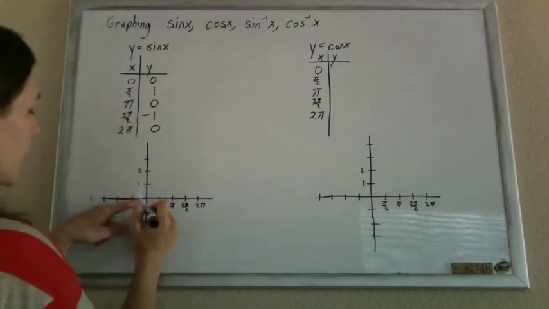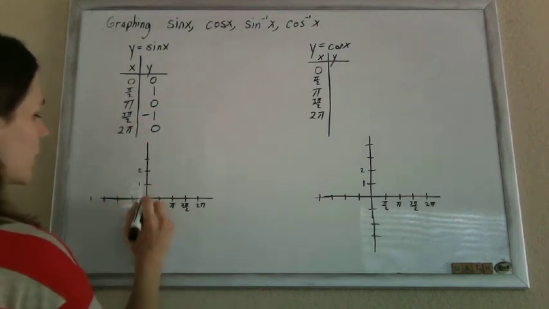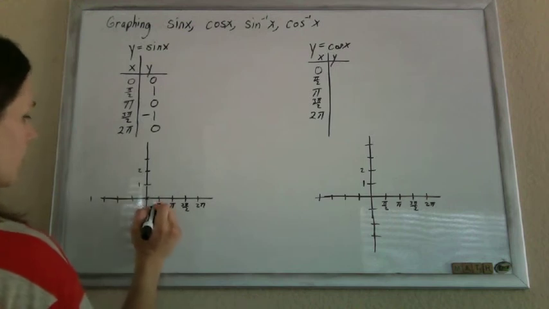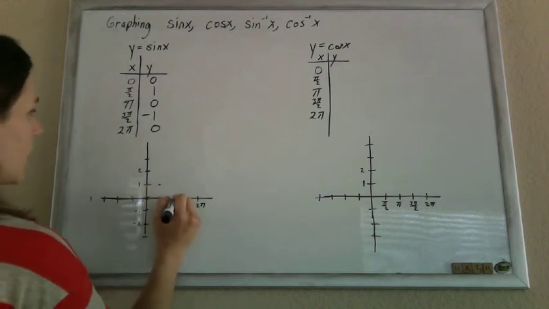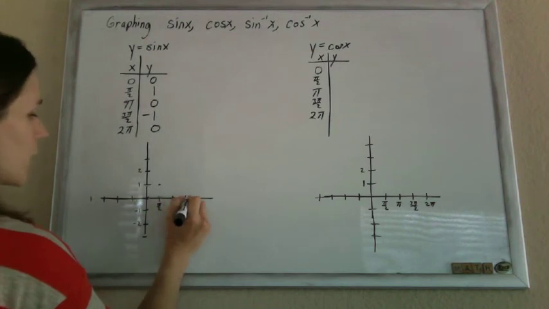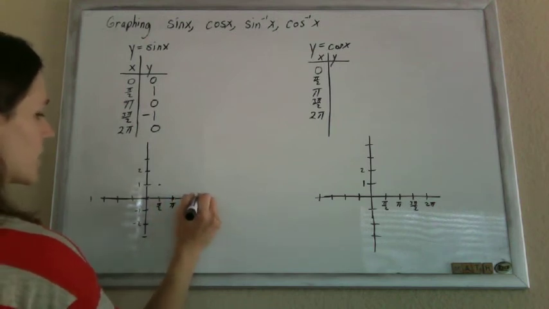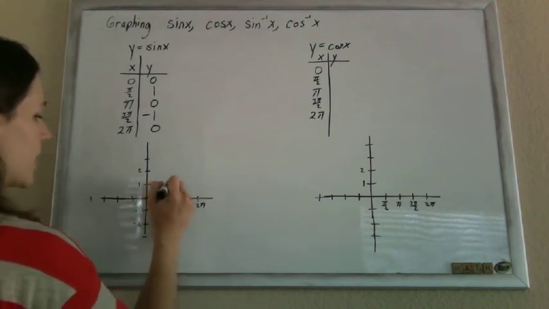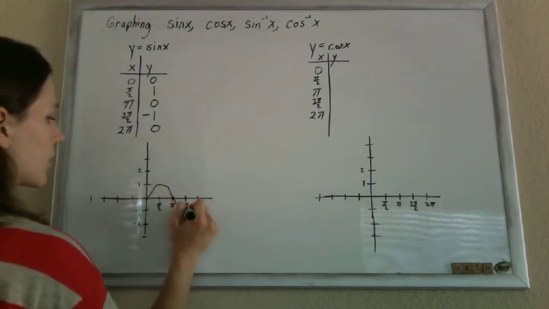So that's why when we graph it, we have the sine of 0 is 0, pi halves is 1, pi back to 0, 3 pi halves to negative 1, 2 pi to 0. You get that famous, lovely curve.